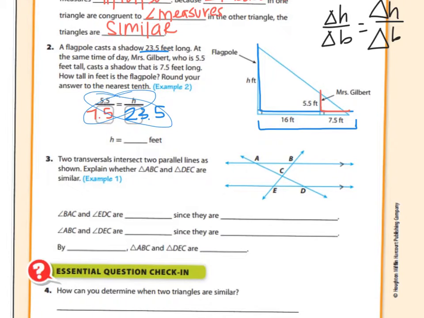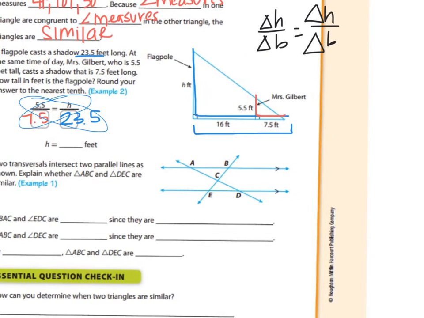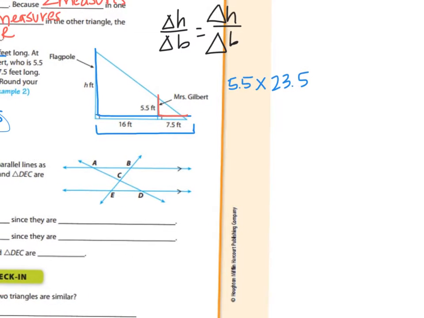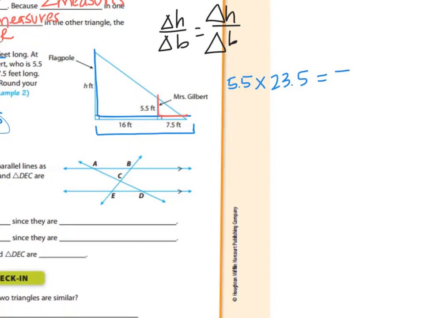So I'm going to go ahead and move this over just a little bit so I have some space. And then we'll have 5.5 times 23.5, and we're going to set that equal to 7.5 times h. Okay, so now that we've got that set up, we're going to go ahead and solve for h.